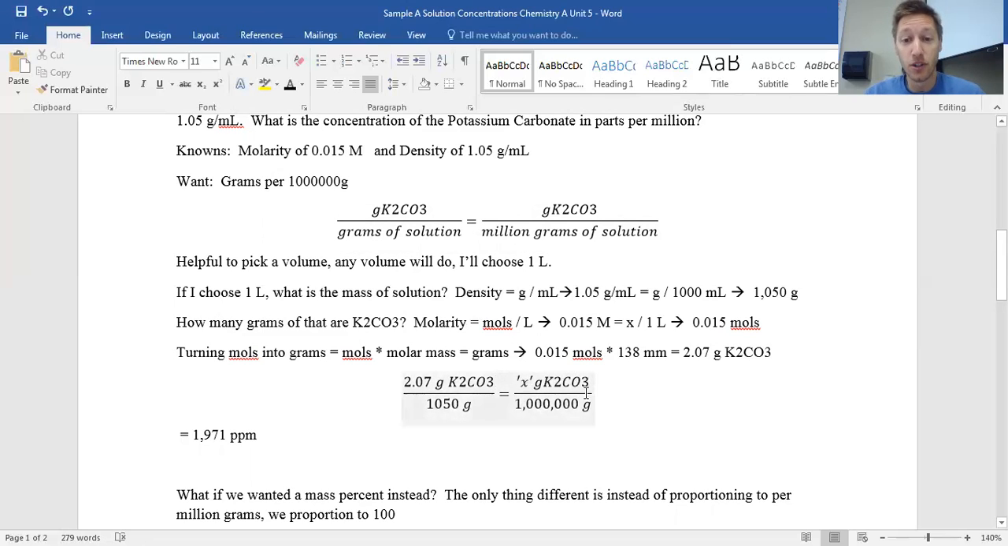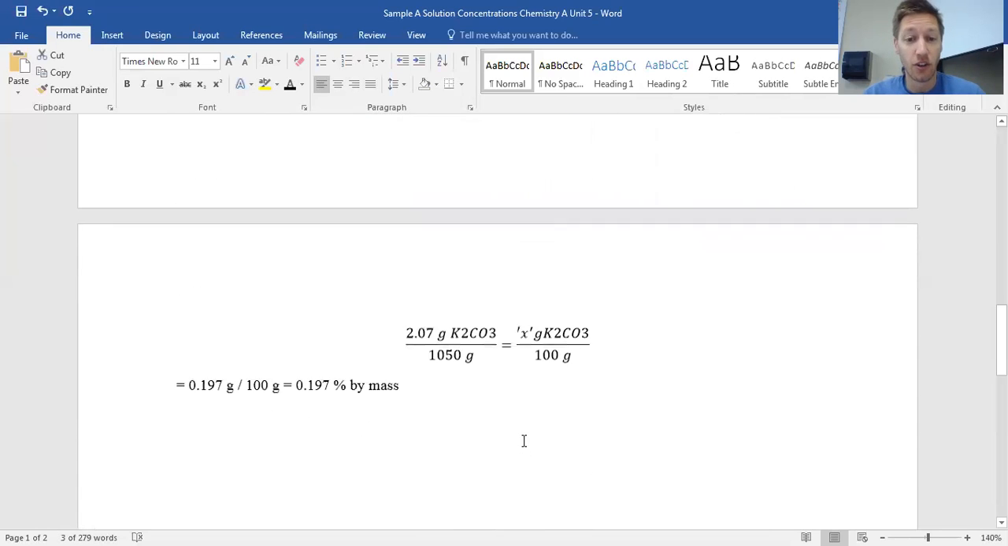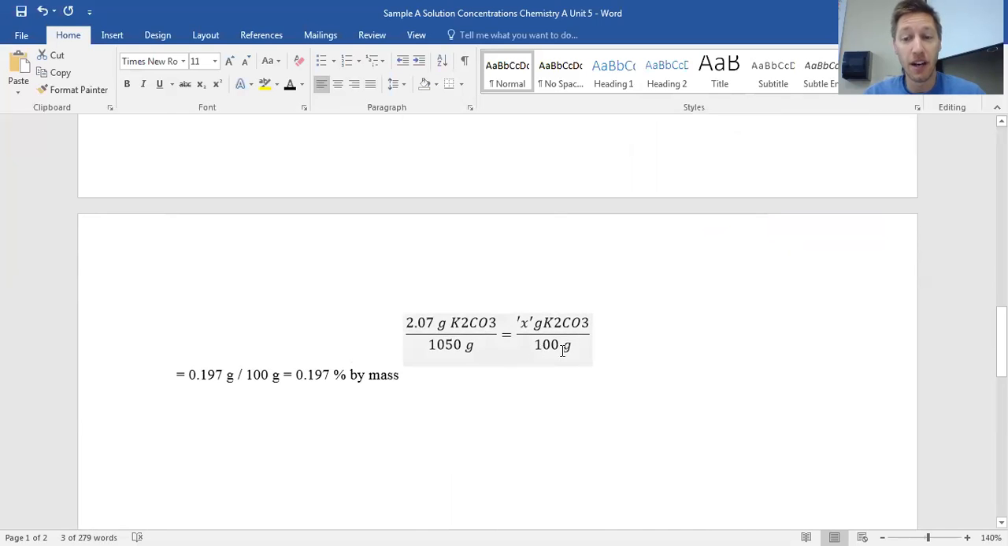So now we scale the proportion up to parts per million. Well, what if we had a million grams of solution? And so we cross multiply, solve for X, and it turns out to be 1971. What if the question had, instead of asking for parts per million, just wanted a mass percent? The only thing different is, instead of proportioning to a million, we proportion to per 100. So all that happens is, instead of putting a million on the bottom, we put 100 on the bottom. And so cross multiply again, and that is the percent by mass.